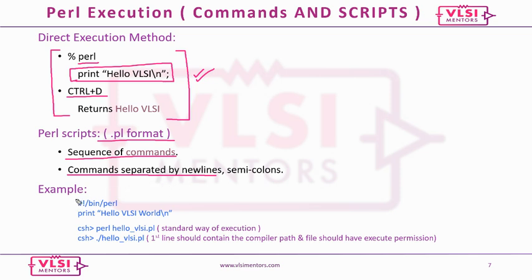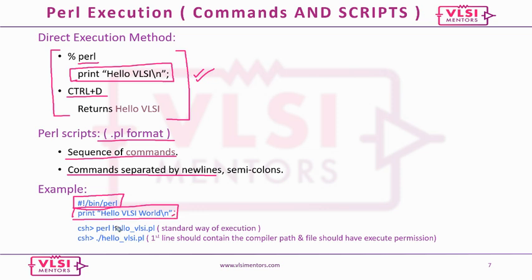And for an example of how the file has to be, it would be something like slash bin. That is the first line, where your compiler is located. You should always add this, whether it is Perl or TCL, or C shell or Bourne shell. Whatever you write, the first line should always point to your compiler path. And you need to have a semicolon here.